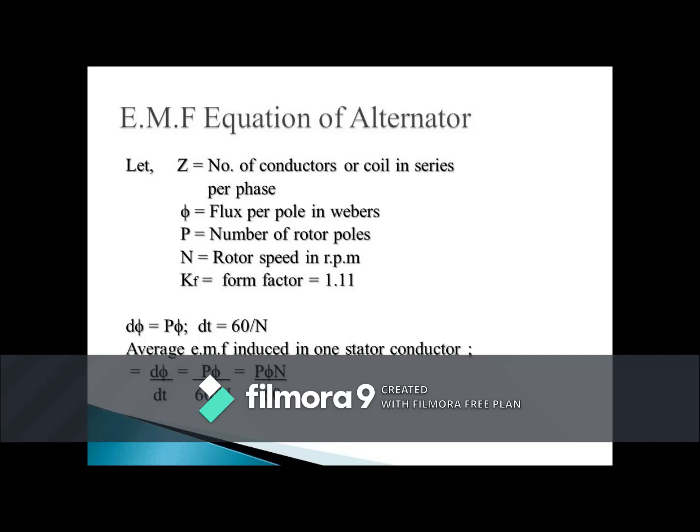EMF equation of alternator. Let Z equal the number of conductors or coils in series per phase, flux equal the flux per pole in Webers, P equal the number of rotor poles, N equal the rotor speed in RPM, and Kf the form factor equal to 1.11. dFlux equals P flux, while dt equals 60 over N. We can conclude that the average EMF induced in one stator conductor equals dFlux over dt equals P flux over 60 over N, lastly, P flux N over 60.